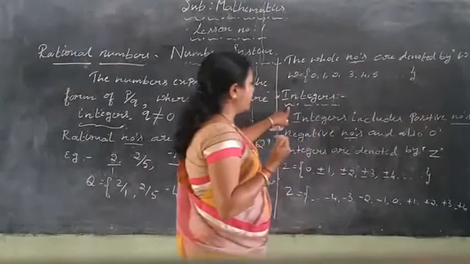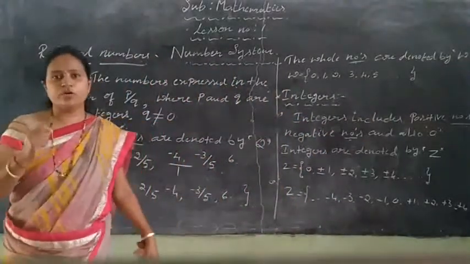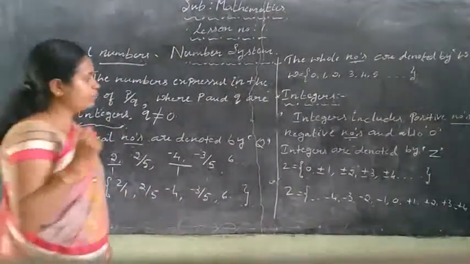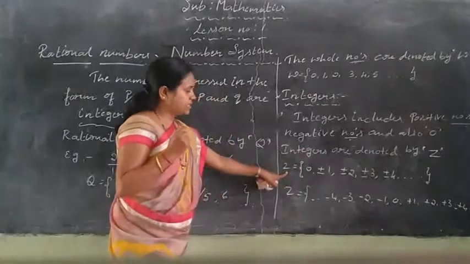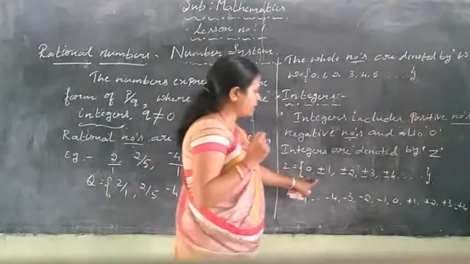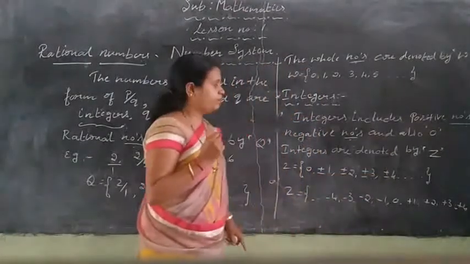And the next one is integers. Integers means it includes positive numbers, negative numbers and also 0. And it is denoted by a capital letter Z. So it can be written as Z is equal to 0, plus or minus 1, plus or minus 2, plus or minus 3, plus or minus 4, dot, dot, dot.